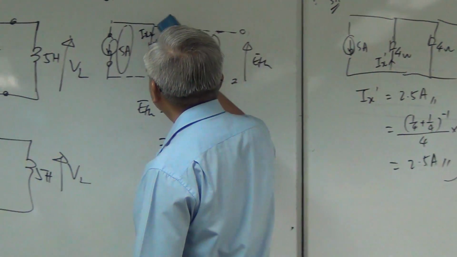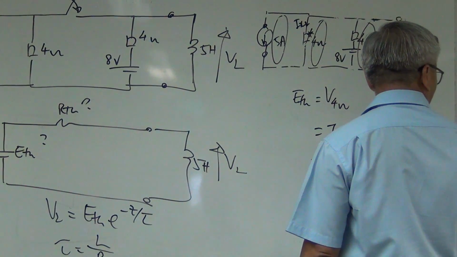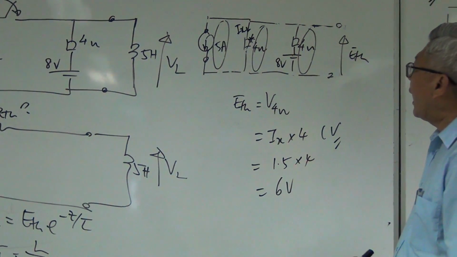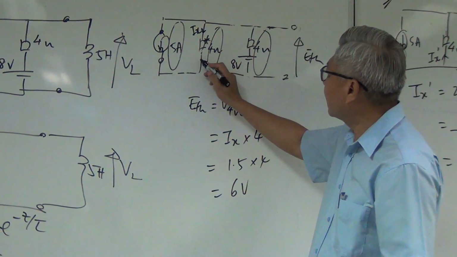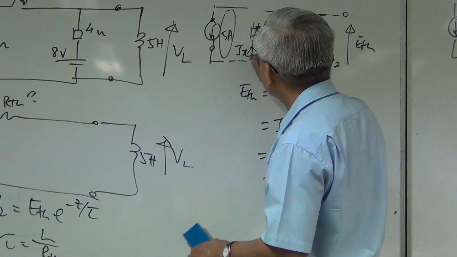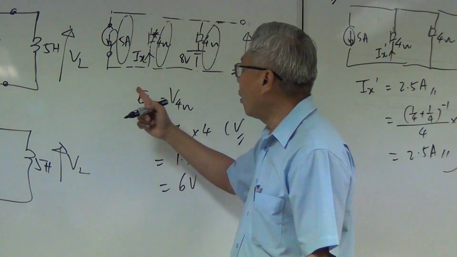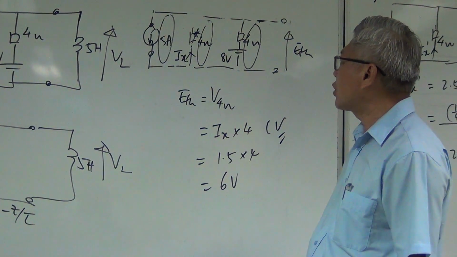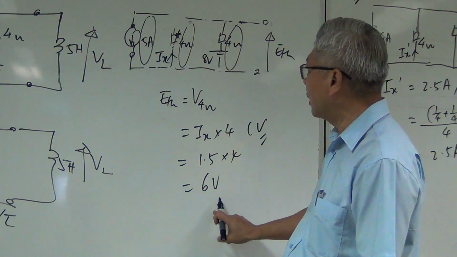Okay, so now that I know my ETH is equal to Ix times 4, and my Ix is 1.5, so 1.5 times 4 is equal to 6 volt. Right? And therefore, my final current is actually going up. Agree? 2.5 coming down, 1 going up. So my ETH, the current is actually coming up, right? So my ETH is 6 volt.